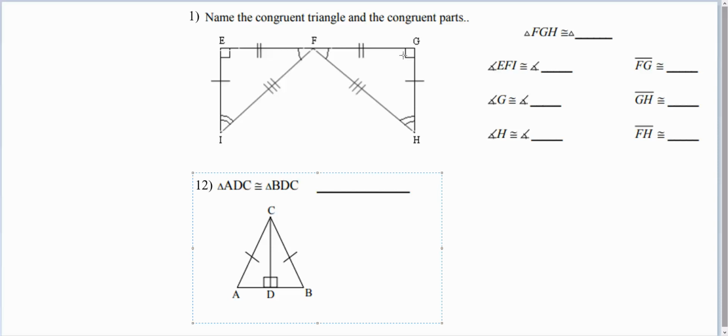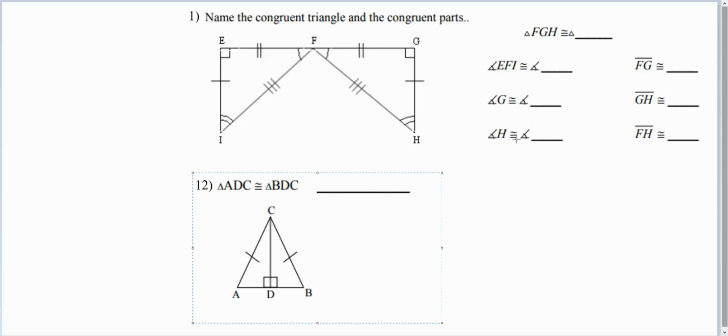Hello geometry students. We're going to do the examples from our congruent triangle and CPCTC review. So right here on number 1 we're going to talk about these congruent triangles and acknowledging the congruent parts. The easiest way to do that, of course, is to look at the tick marks and the arc marks, as we affectionately call them. And the easiest thing is to start with the angles.